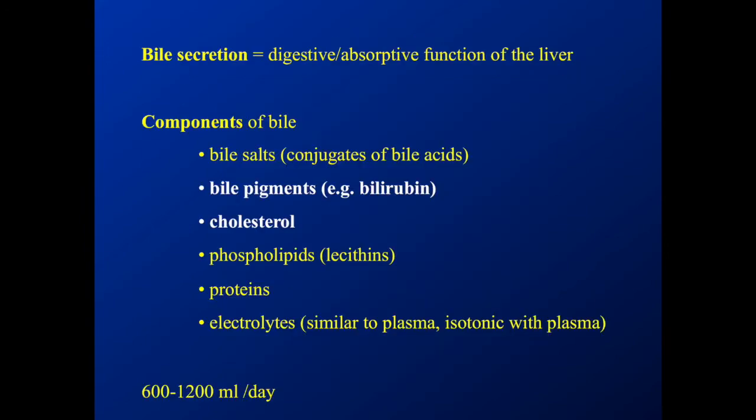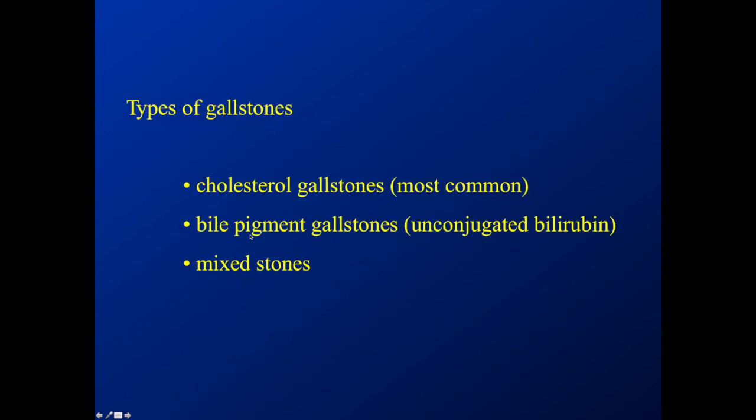So the things that create gallstones: obviously bile secretion is the main digestive absorption function of the liver, and the components of bile are shown here. The ones that contribute to stone formation are the bile pigments, i.e. bilirubin, and cholesterol. And that makes three different types of gallstones. You have gallstones that are created purely by cholesterol, and they're the most common. Then you have bile pigment gallstones, which are mainly formed by unconjugated bilirubin.